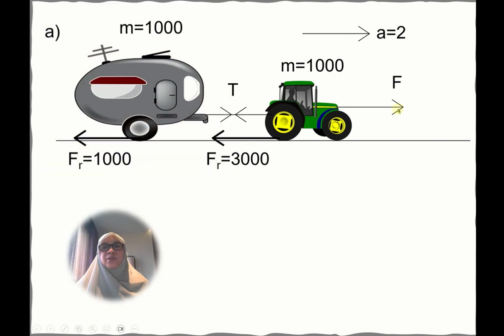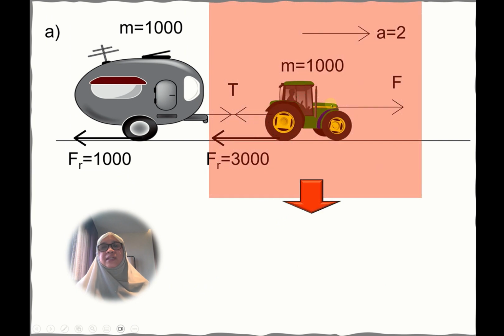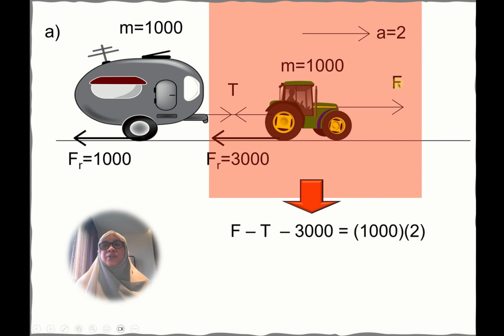And then we are going to find the force. So for the second diagram, which is the tractor, from F equals MA, force is in the direction of A, so it's positive, then minus the T, and then don't forget we also have friction here, friction 3000.